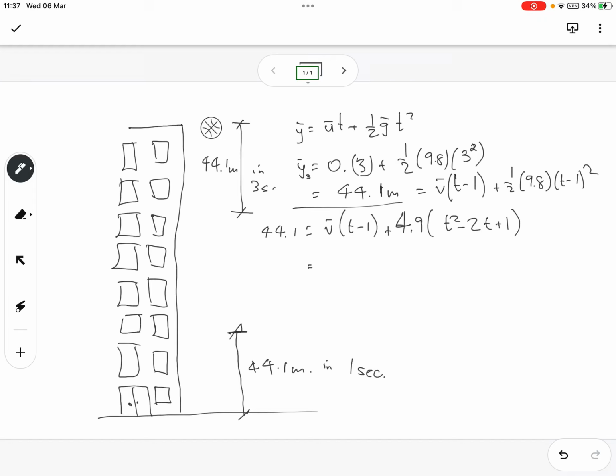So vt minus v plus 4.9t squared minus 2t, or rather 9.8t plus 4.9 equals 44.1. Since this is in the last second, nah, this is just too long, unnecessary.